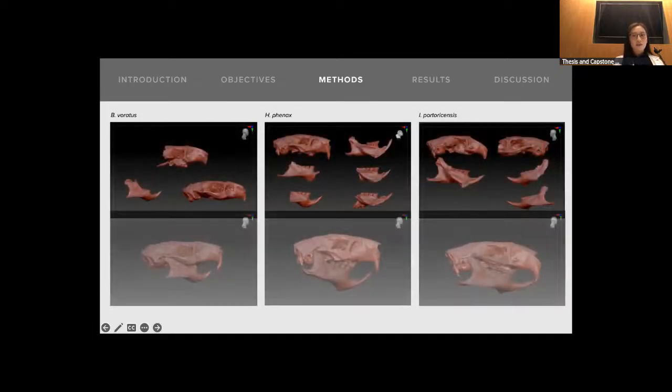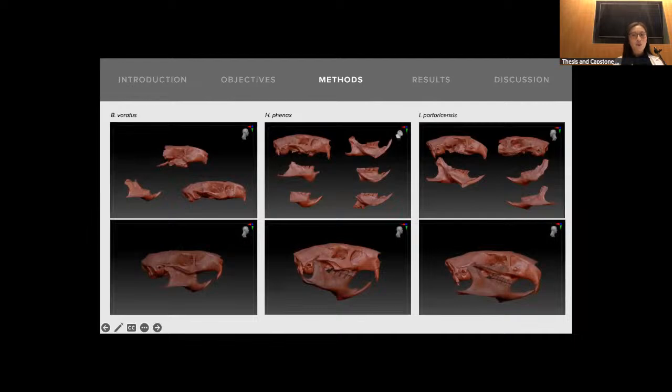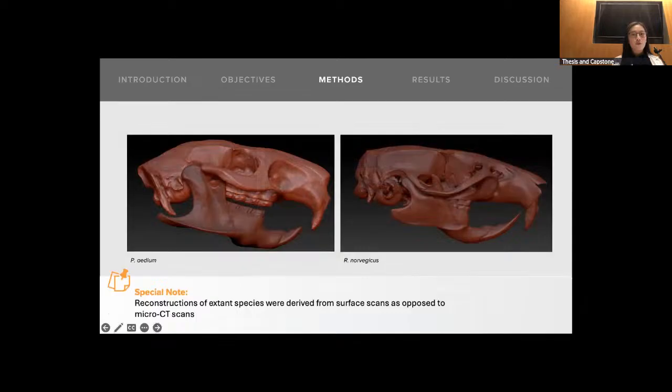From the separate segmentations, I was able to restore certain missing anatomical structures and align the skull, mandible, and dentition as seen fit. For the extant species, or the living species, the reconstructions were derived from surface scans as opposed to micro CT scans and were more well preserved.